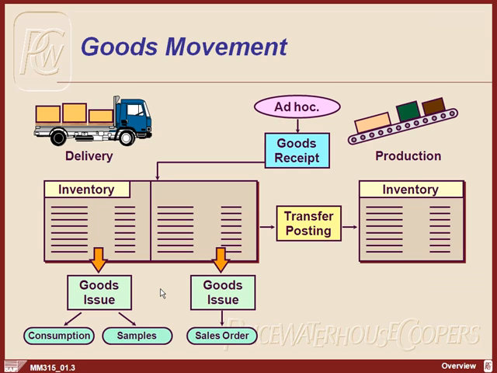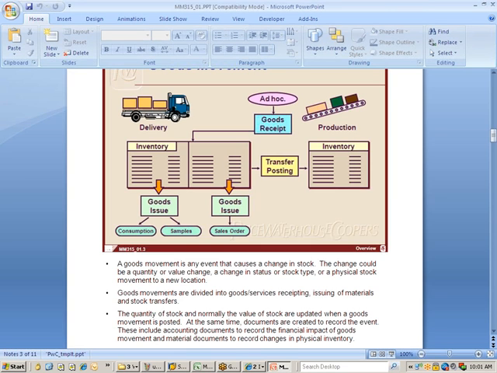So you need to understand what is goods movement. In inventory management, goods movement is an event. I would say goods movement is an event that causes a change in stock. Let's say I'm receiving the material with reference to a purchase order. When I'm receiving the material, is a change of stock situation not happening?